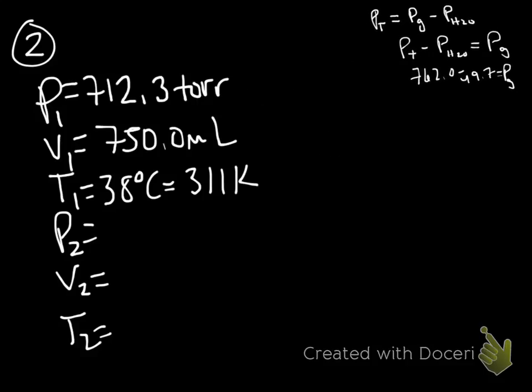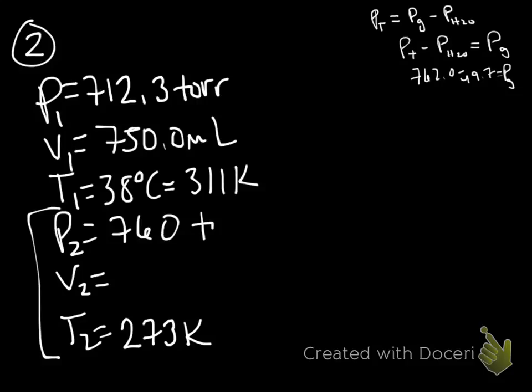Okay, now for our secondary conditions, our final conditions. STP gives you your temperature and pressure. What's standard temperature? 0 Celsius, so T2 is 273 Kelvin. What's standard pressure? 1 atm. And here we've already got everything in torr, so to avoid any confusion, we can just go ahead and use torr. And what we're looking for is volume.